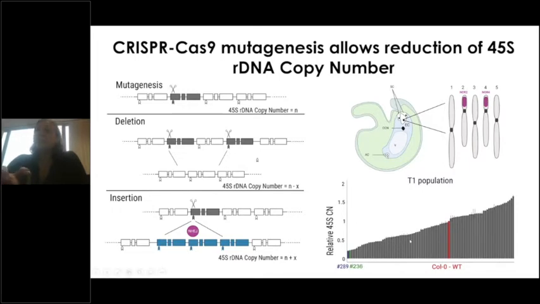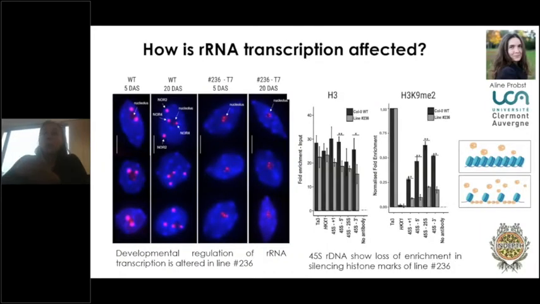And indeed, in the T1 population, we retrieved plants with very large variation in copy number, from 20% up to 160% of wild type. The first thing that we wanted to see was if we could reach a plateau in copy number. So we selfed these plants for several generations, and we retrieved a T6 population with a plateauing copy number around 10 to 15%.